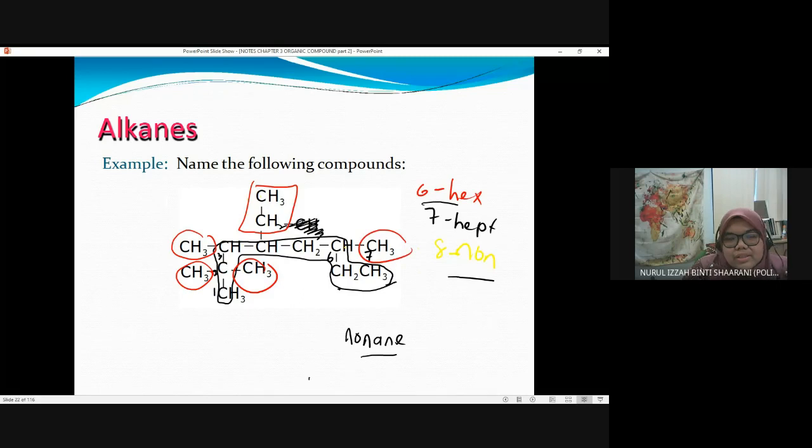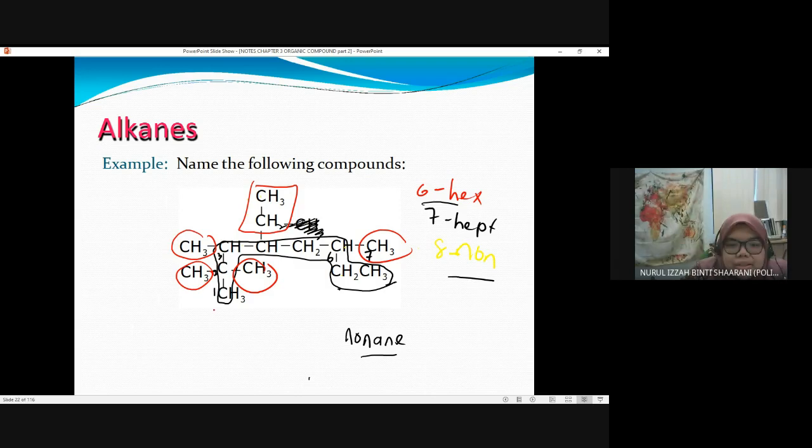Maksudnya, any atom or group of atom yang terkeluar daripada rantai yang carbon utama. Okay, so ada banyaklah kat sini. Okay. So we identify, okay, before kita identify, okay, kita nak tentukan dulu, okay, which combination of parent chain number tu akan bagi lowest possible number kepada kita punya substituent.